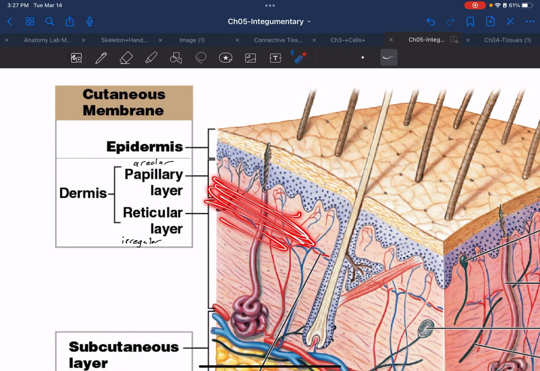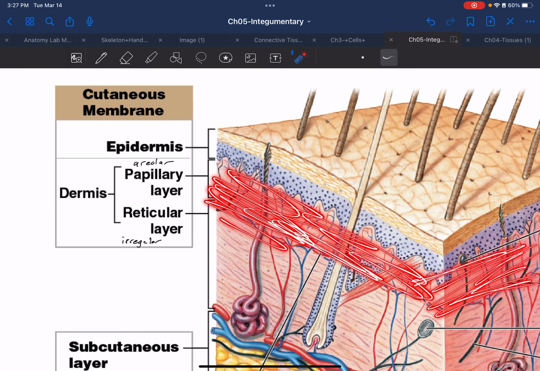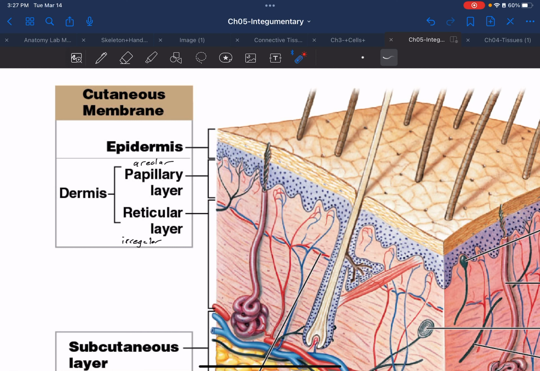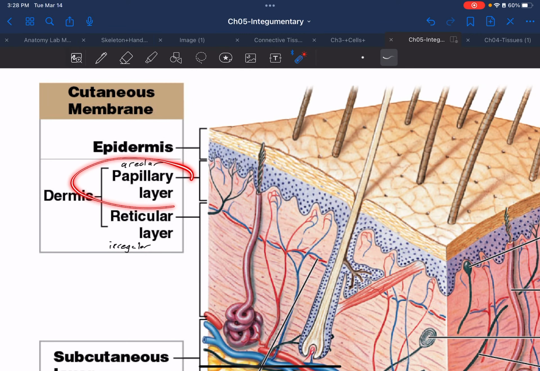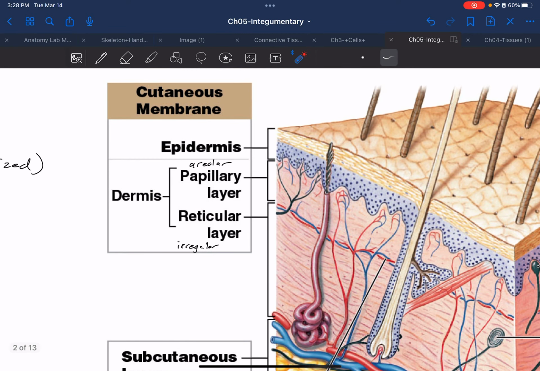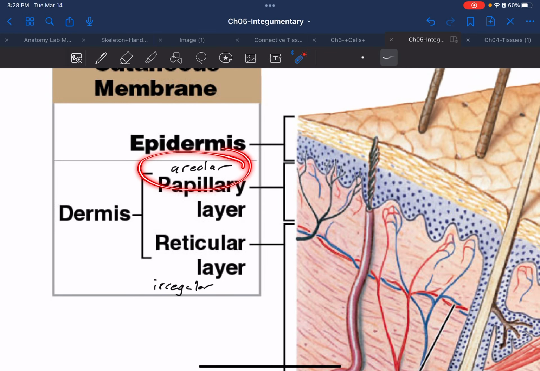And so this layer here is our papillary layer, made of areolar tissue, which is going to have a lot of white blood cells. So in the case you get a cut, you will be able to fight off an infection. And so that's why areolar tissue is the best material for that segment.